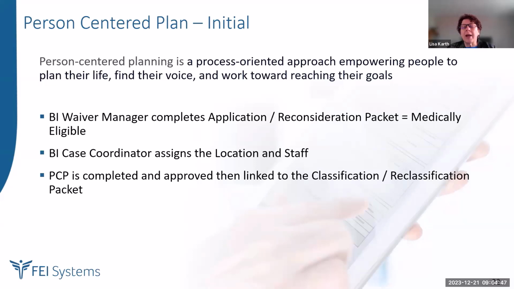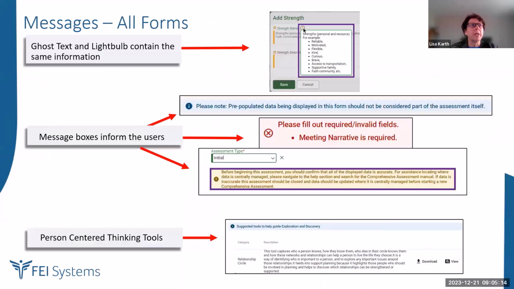PCPs do require that the person is assigned to a location and a staff member, and those assignments provide the accountability to ensure the person moves forward through the workflow. The staff assignment also gives the staff member access to all the information that they need from the person record, from the forms, in order to move forward.